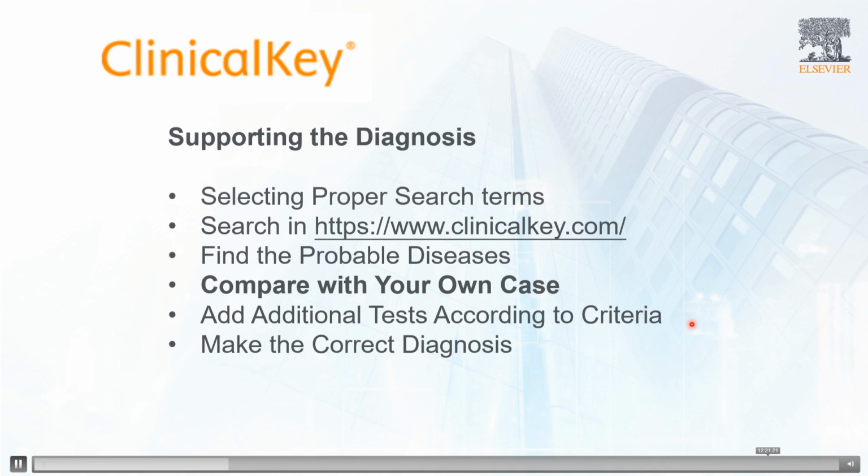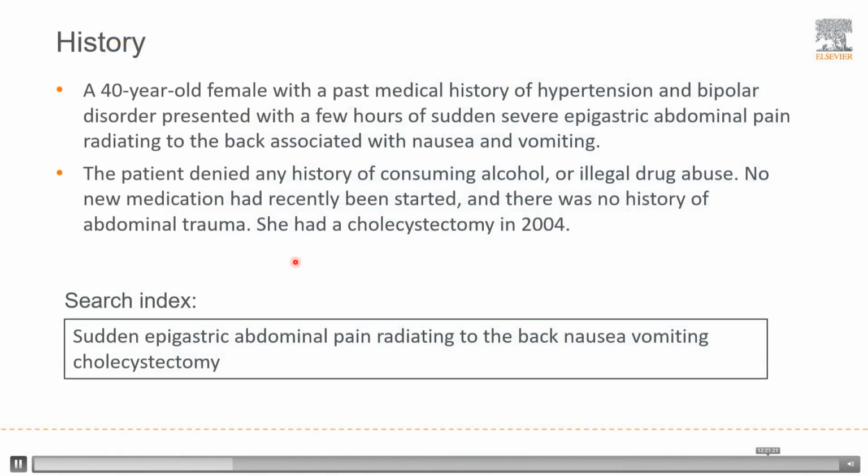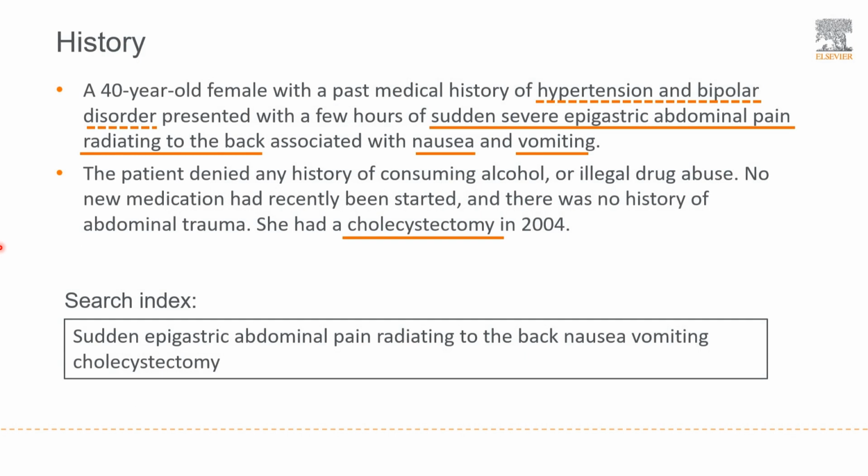First of all, you should extract proper search terms. You could summarize from the main complaints and several important associated symptoms, like in this case, sudden severe epigastric abdominal pain, nausea, and vomiting. Some characteristics of the symptoms are specific to some diseases, so it is also important to include these characteristics, like the pain radiates to the back.